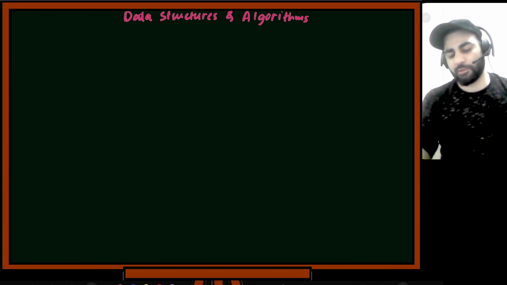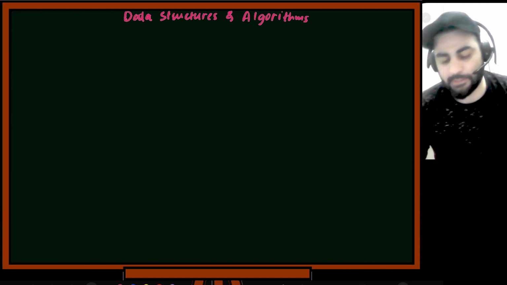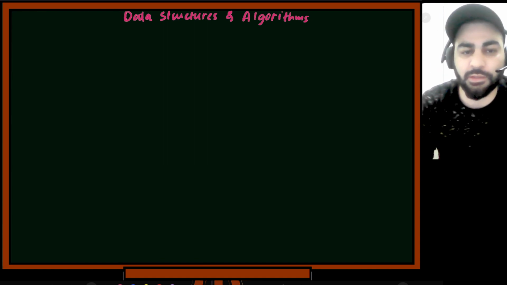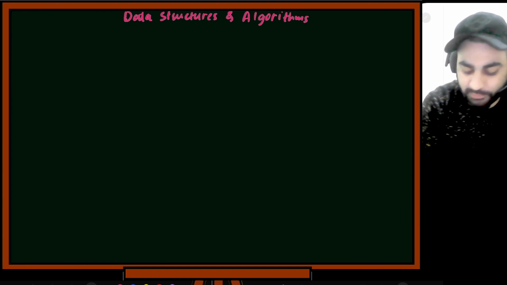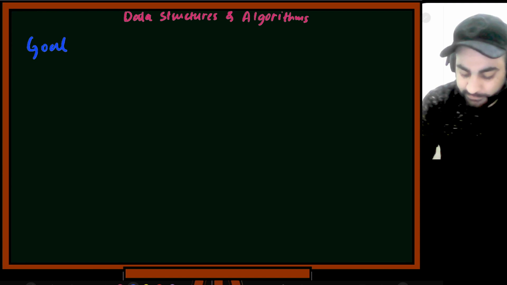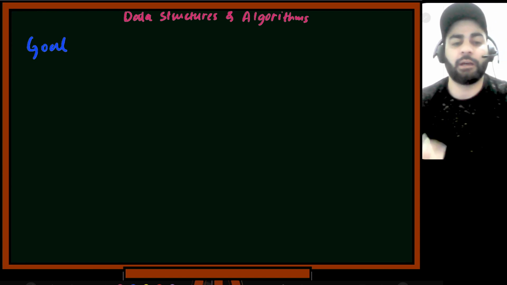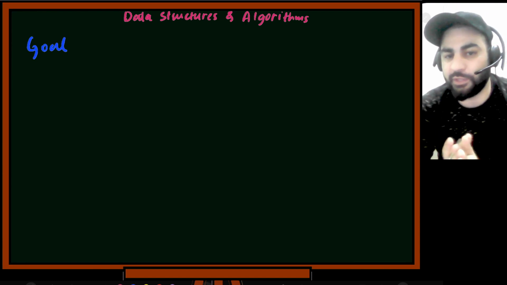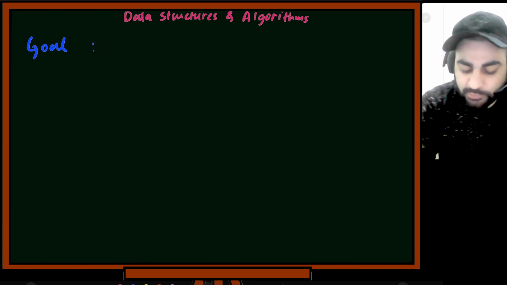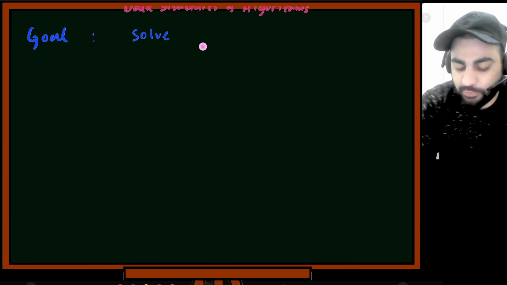So hello everyone. Today is the first lecture of data structures and algorithms. Let me first clarify what the goal of this class is and why we're doing it. The goal of this class is basically to teach you how to solve problems, particularly computational problems.